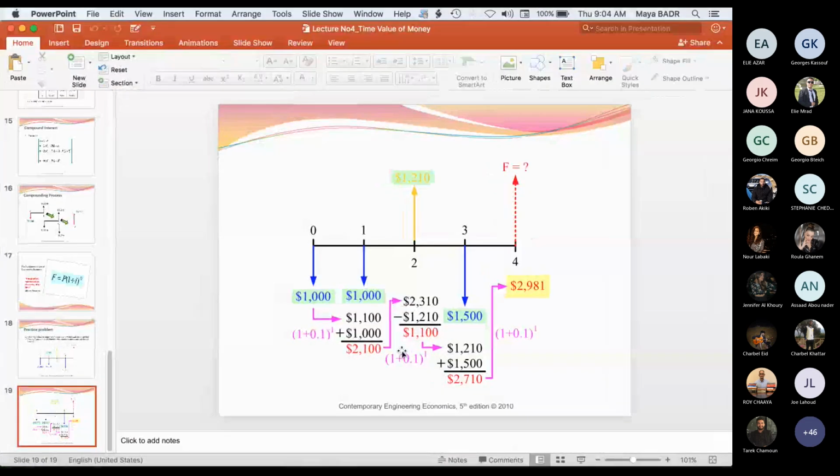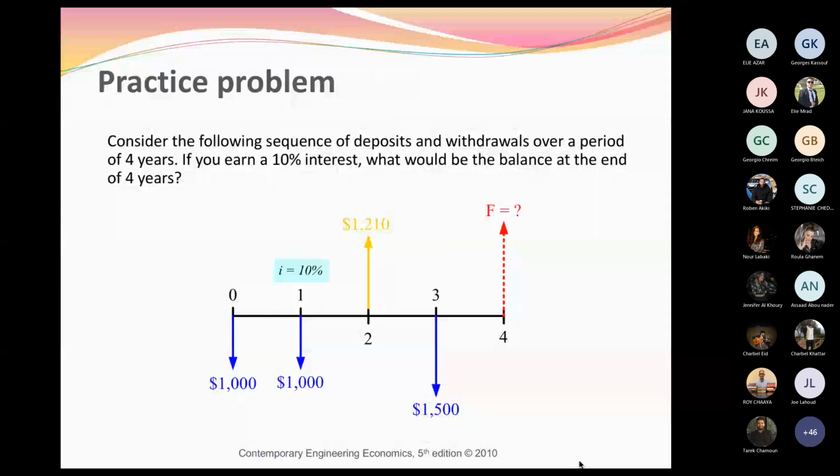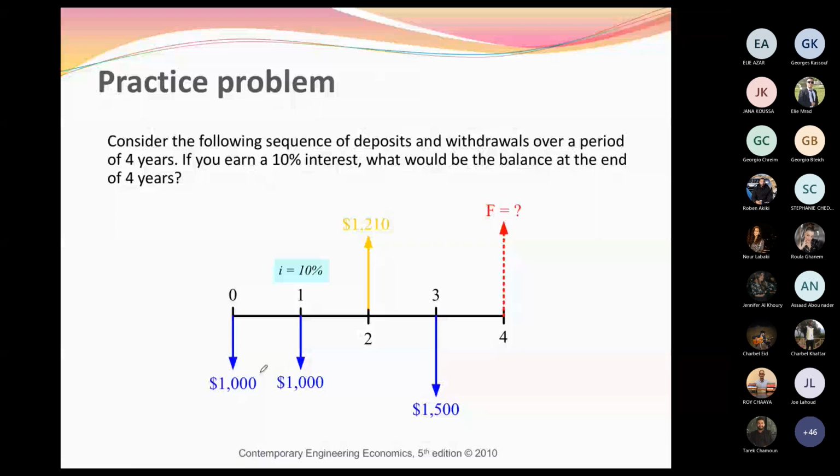So what we learned so far is about the compounding process. The objective is to study the time value of money. How is the value of money changing? We finished last lecture with this example: we have this sequence of deposits and withdrawals over 4 years. The question is, what would be the balance at the end of 4 years?